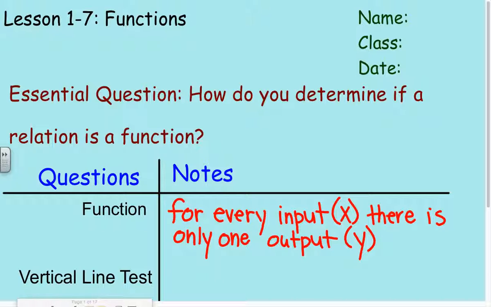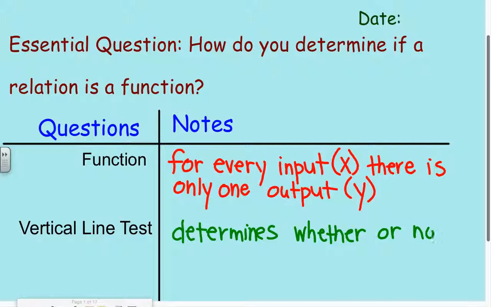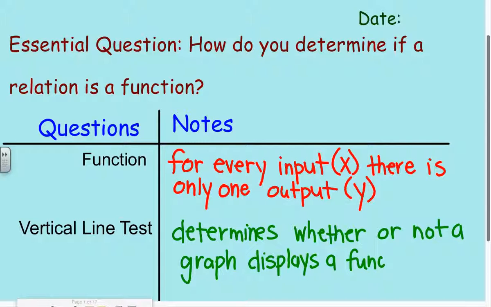Now one of the tests that we do in order to determine if a relation is a function is a vertical line test. Now a vertical line test is only done for graphs. So a vertical line test determines whether or not a graph displays a function. So anytime we see a graph in this lesson, we're going to do the vertical line test to figure out whether or not it's a function. Then when we encounter ordered pairs, tables, or mappings, we're going to look at the input and the output to determine whether or not a relation is a function.